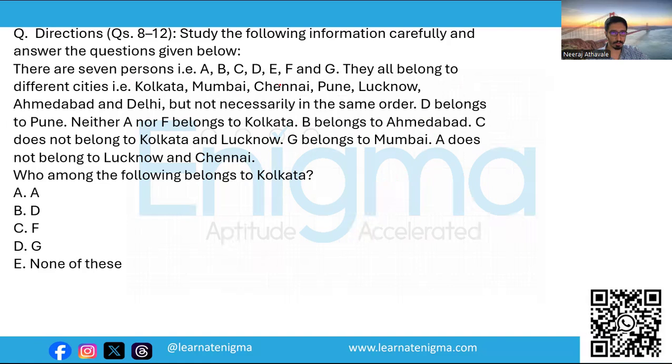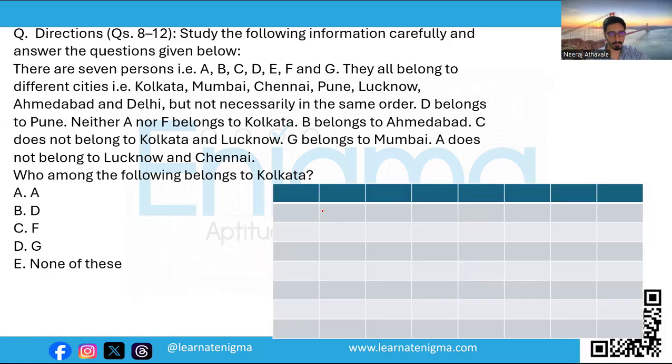Okay. So what we'll do is we'll form a table. So we have A, B, C, D, E, F, and G. The cities are Kolkata, Mumbai, Chennai, Pune, Lucknow, Ahmedabad, and Delhi. Okay. D belongs to Pune.